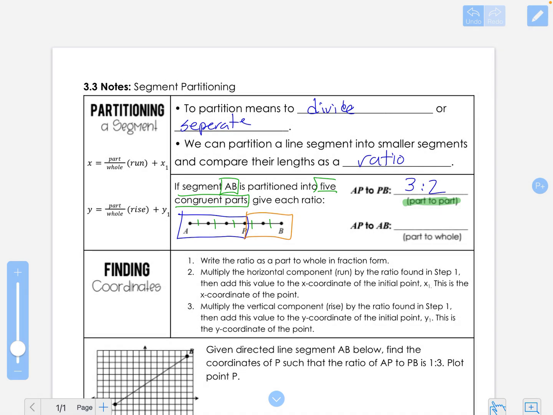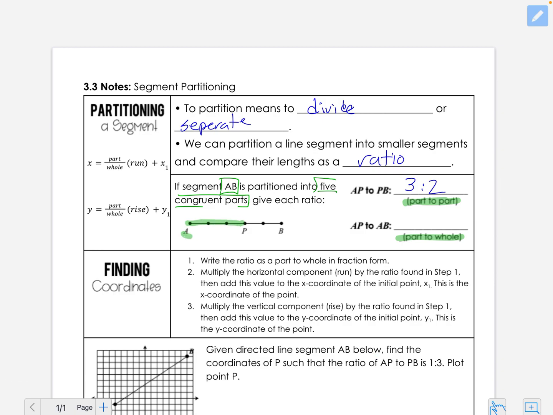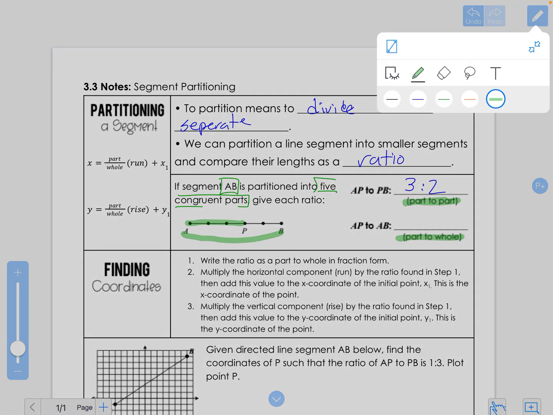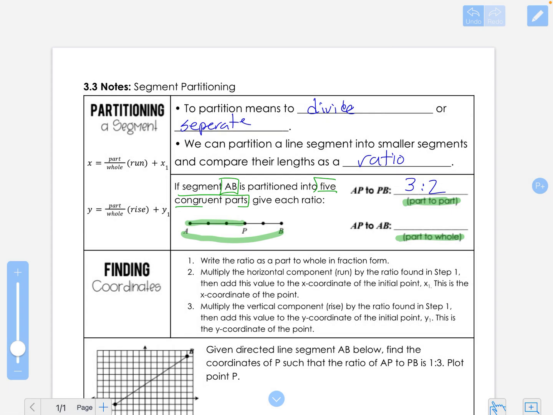The other way that we talk about it is as part to whole. If we're talking about part to whole, we look at just AP compared to the whole line segment. When we compare AP, the part that we want to partition, to the whole line segment, we write it as a fraction. It is 3 out of the entire 5. So again, if it's part to part, we write it as a ratio. If it is part to whole, we write it as a fraction. That's going to be a very important concept to remember when we start looking at the notes.